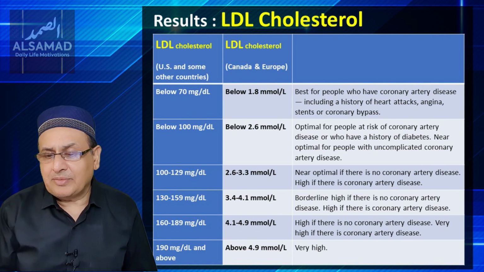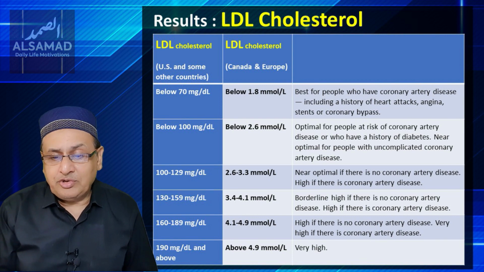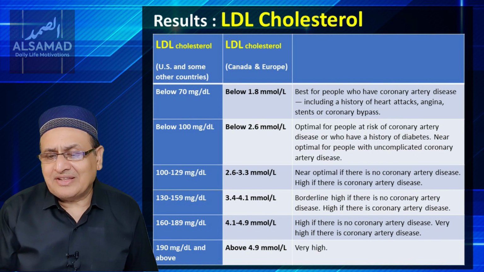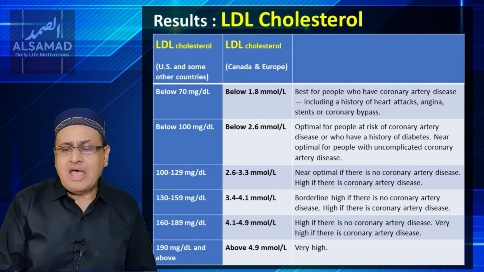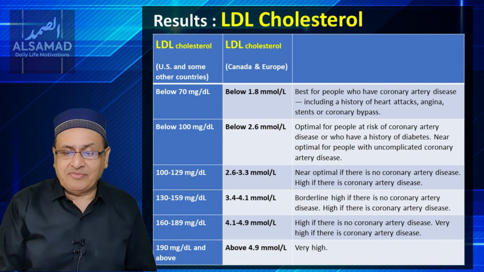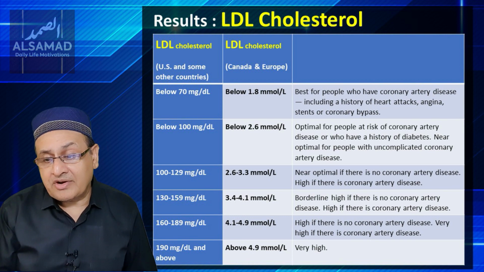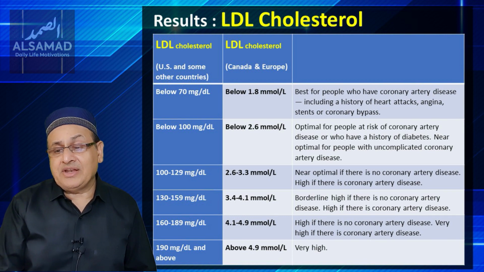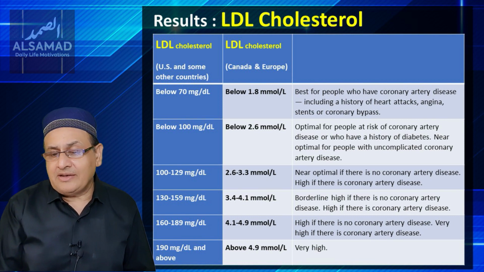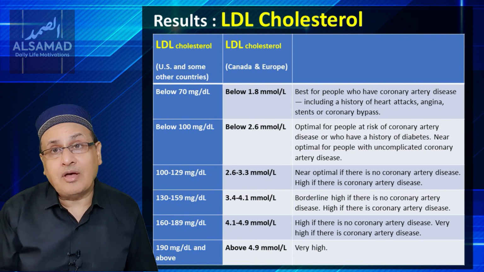Near optimal for people with uncomplicated coronary artery disease. 100 to 129 milligrams per dL is near optimal if there is no coronary artery disease, high if there is coronary artery disease. Between 130 and 159 is borderline high if there is no coronary artery disease, high if there is coronary artery disease. And 160 to 189 is high if there is no coronary artery disease, very high if there is.